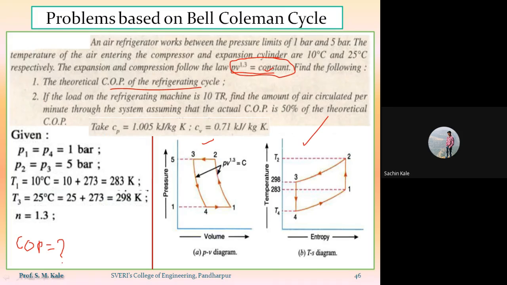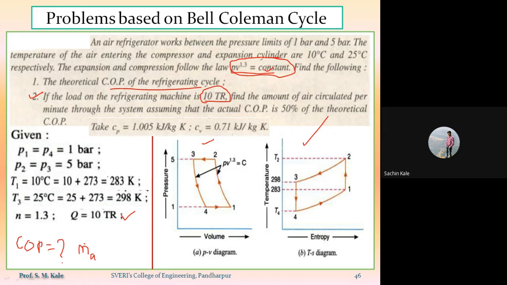Second, if you see, the load on the refrigerating machine is 10 TR. That means they have provided the amount of heat absorption, or heat absorption capacity, of that refrigerating machine. So load is nothing but the amount of heat absorption, whose value is 10 TR, and the amount of air circulated per minute to the system, assuming that actual COP is 50% of the theoretical COP. So what exactly do we have to find out from point number 2? Here we have to find out the mass of air circulated per minute.